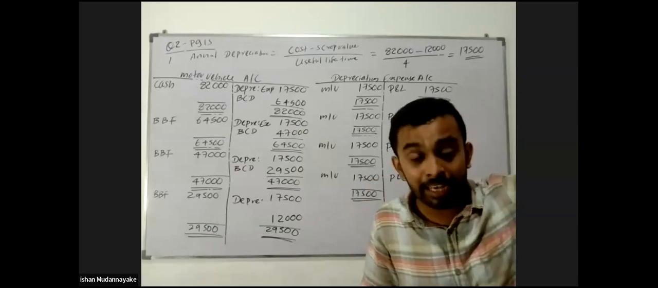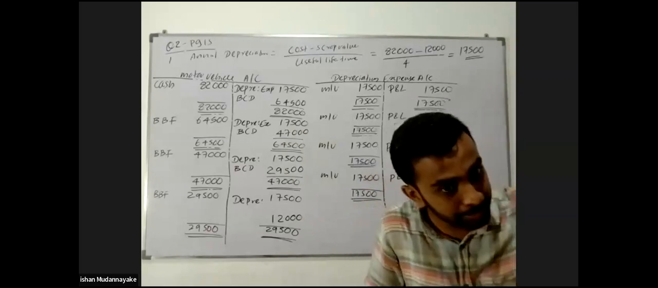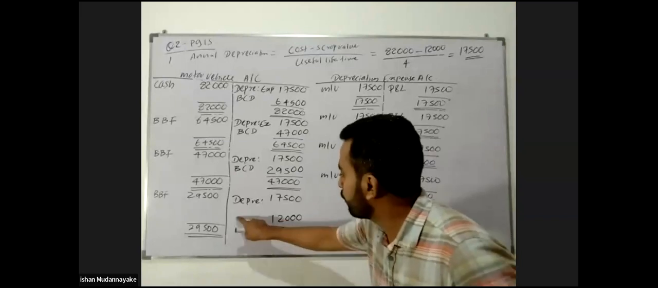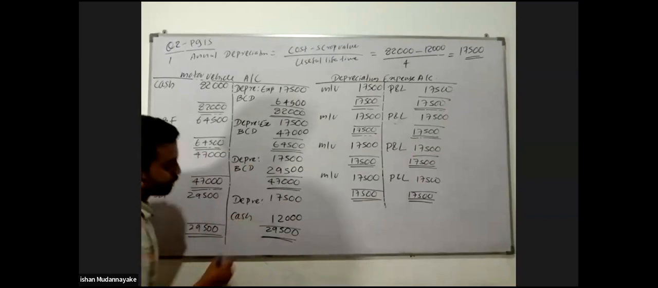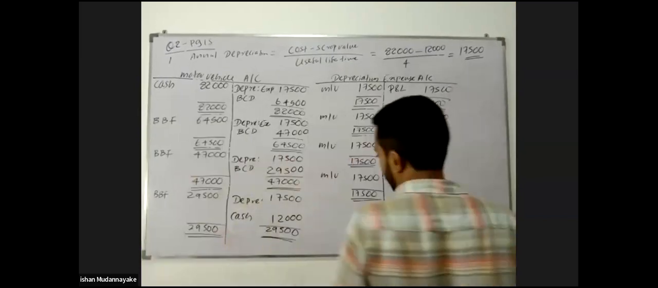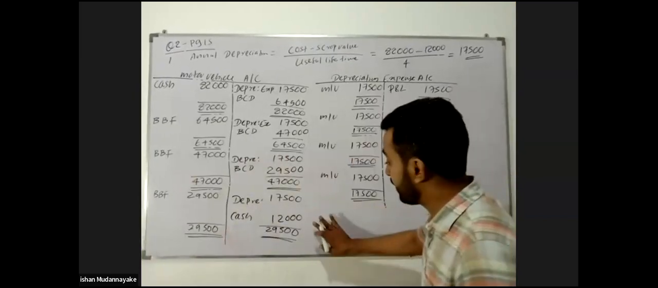Cash book debit, you can sell it. Cash book debit 12,000. Motor vehicle account credit 12,000. Cash 12,000, motor vehicle account credit 12,000.